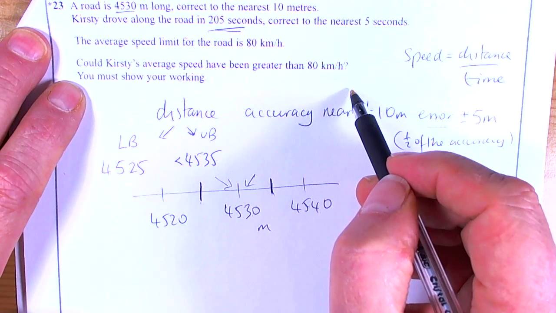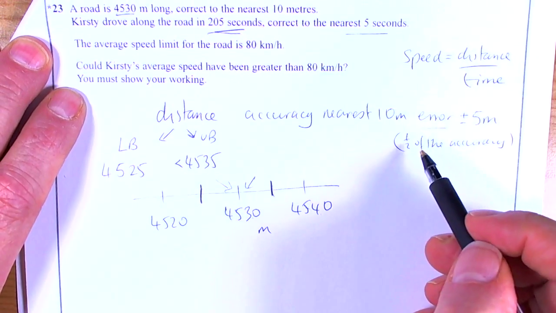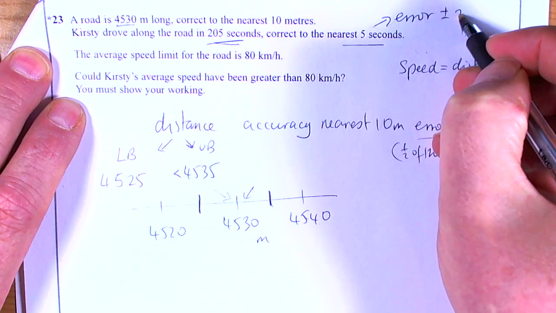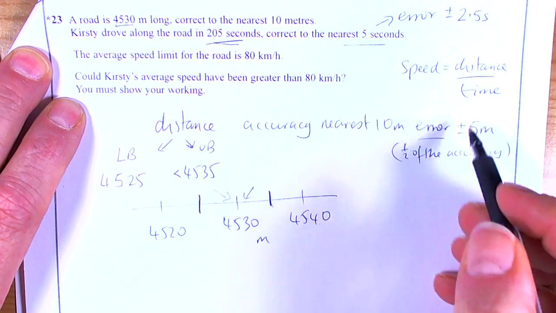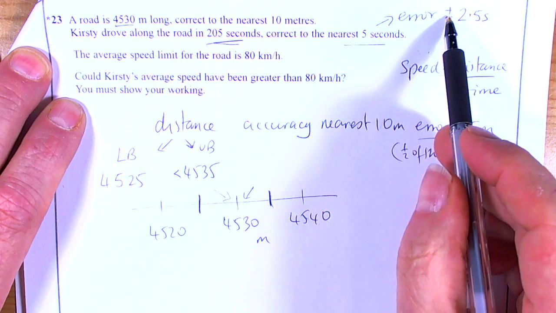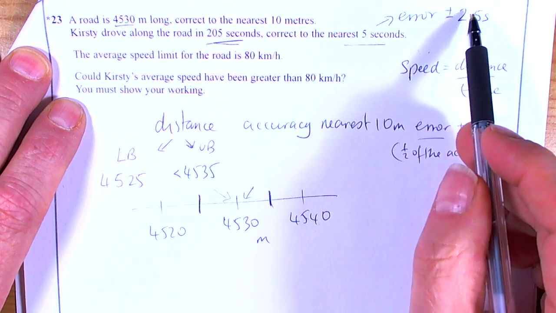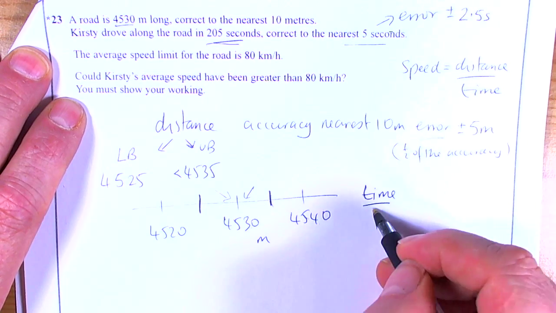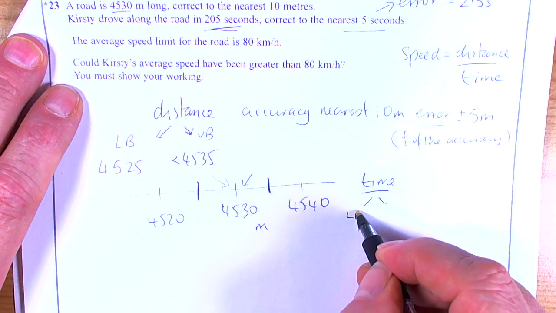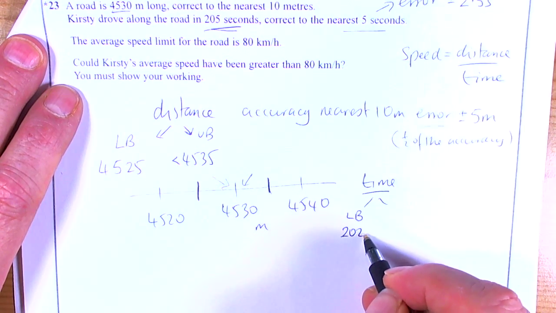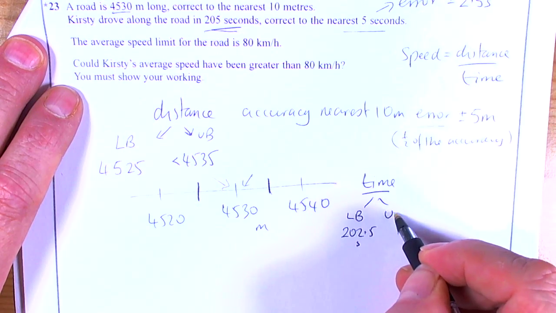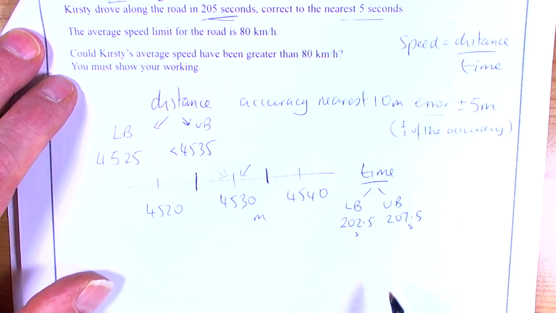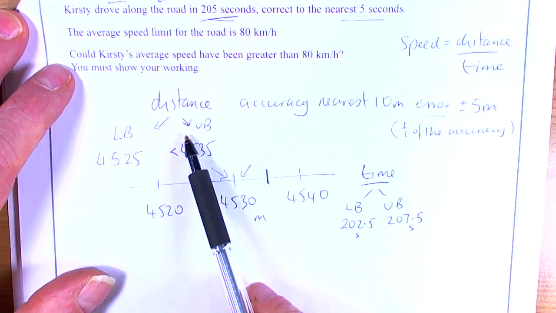We do a similar thing then for the time. Now they told us the time was 205 seconds, correct to the nearest 5 seconds. So the nearest 5 seconds tells us the error is plus or minus 2.5 seconds. Error is half the accuracy, so the lower bound will be 2.5 seconds below what they give, and the upper bound will be 2.5 seconds above. So for the time, we've got a lower bound of 202.5 seconds, and the upper bound is 207.5 seconds. So those will be the upper bounds and lower bounds for the distance and the time.